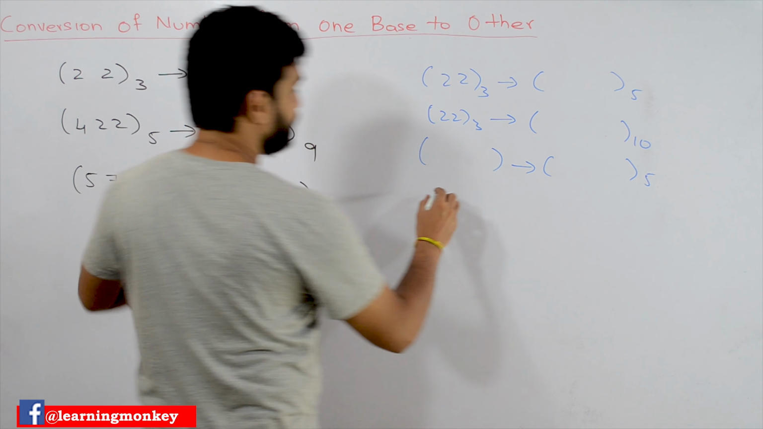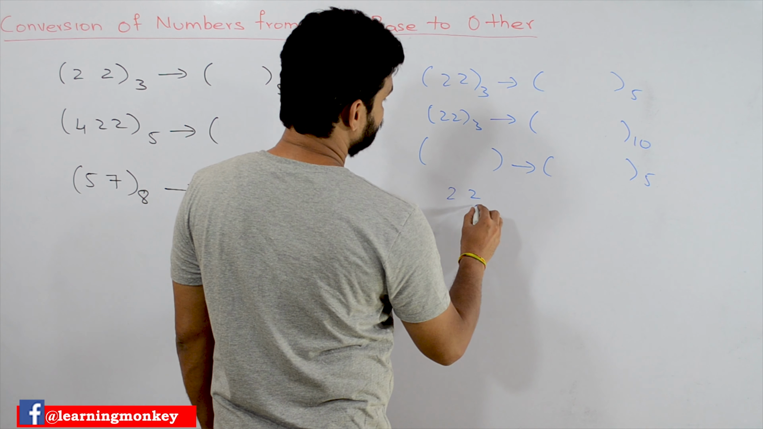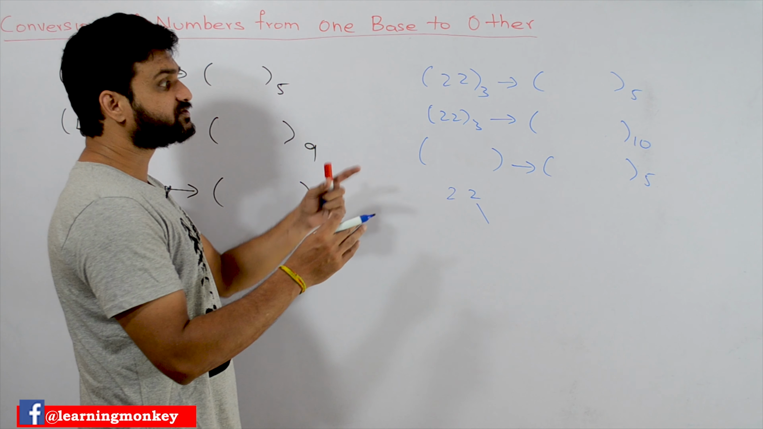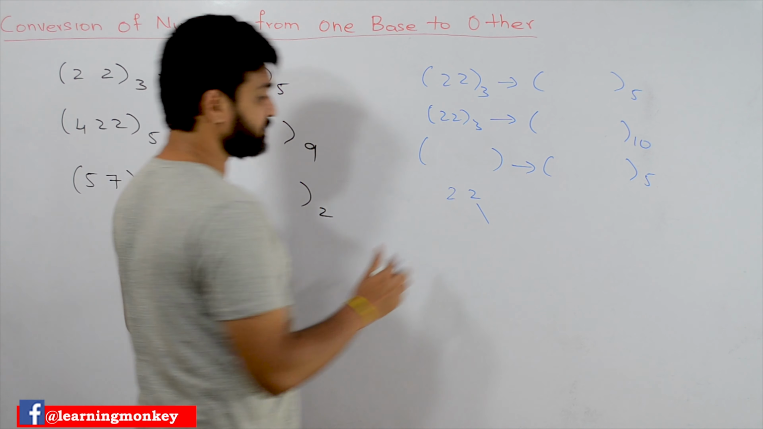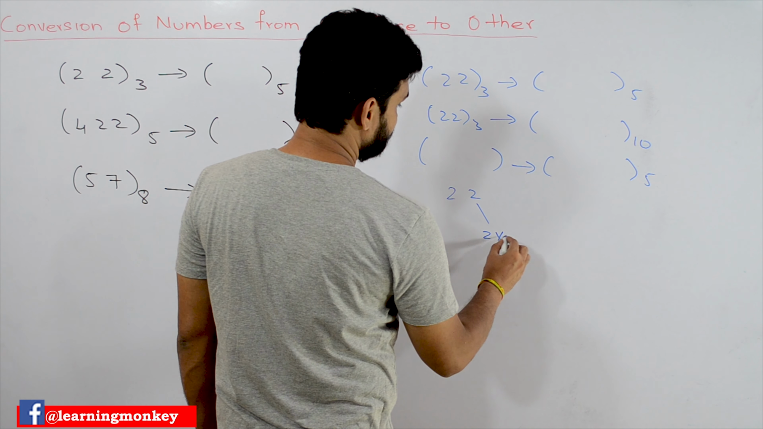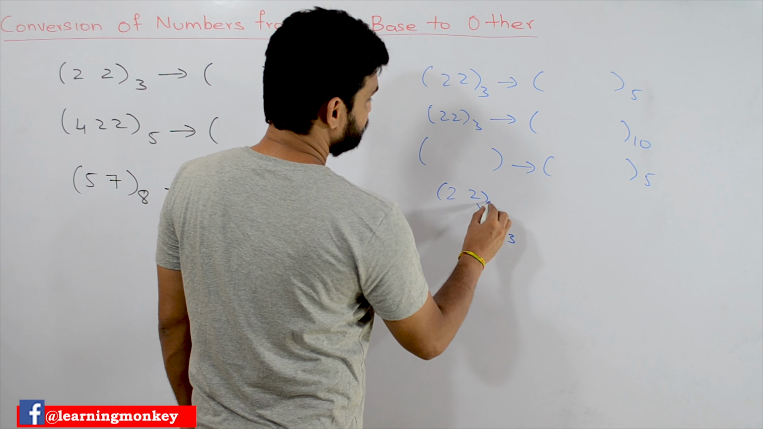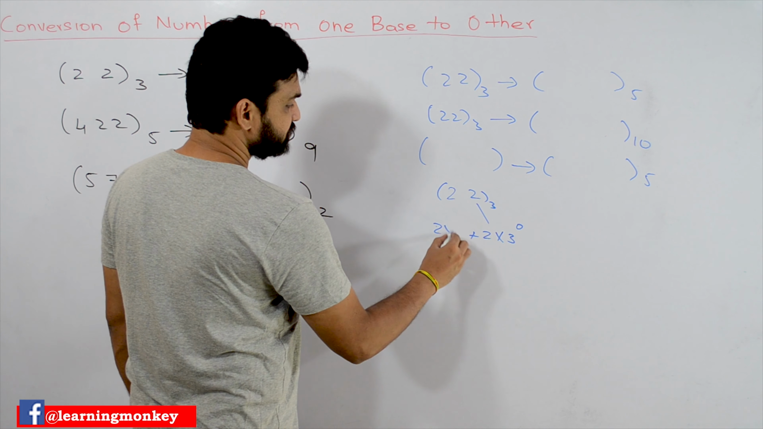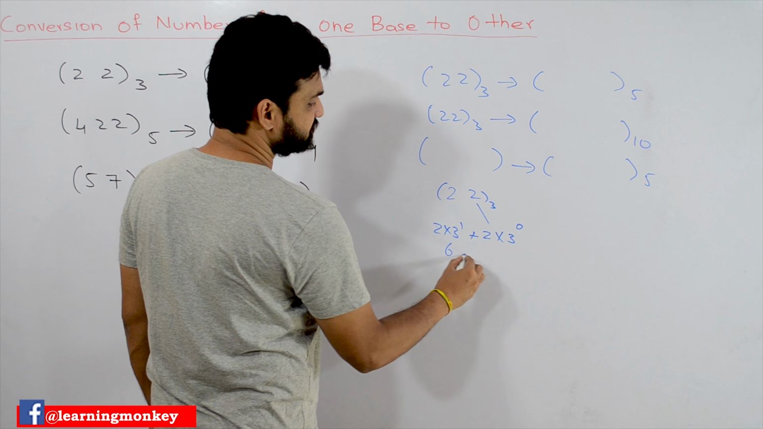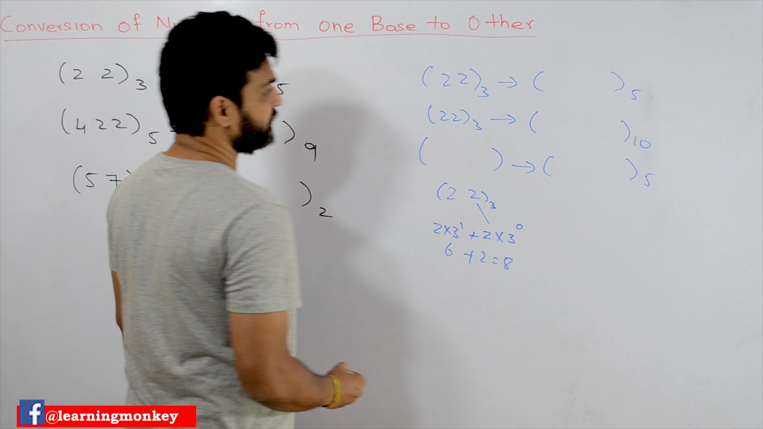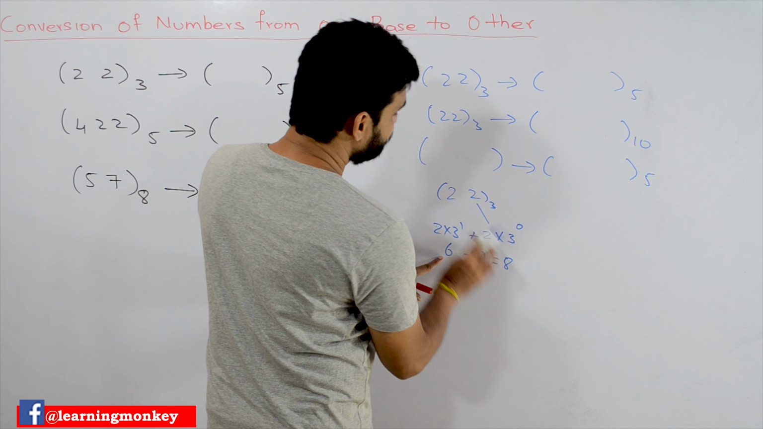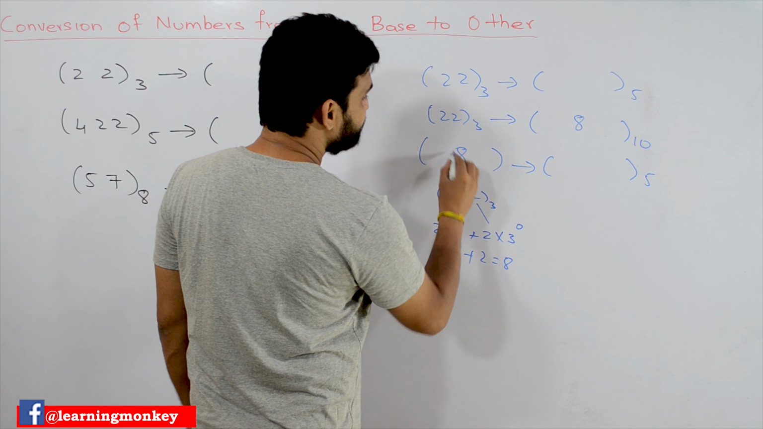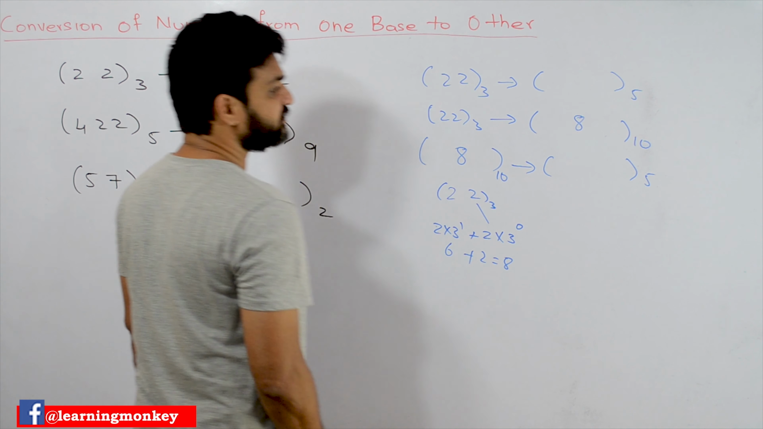How to convert a number to base 10? Find the sum of the positional weights. All those concepts were already discussed in our previous video, and based on that we are doing the calculations very fast. It is 2 into 3 power 1, which is 6, plus 2, which is equal to 8. So the decimal equivalent of 22 base 3 is 8 base 10. Now this 8 base 10 has to be converted into base 5.